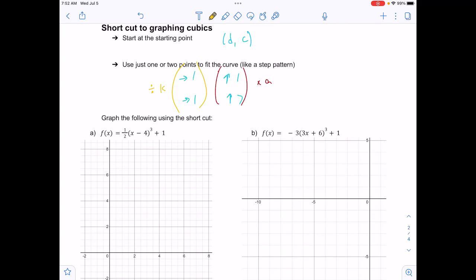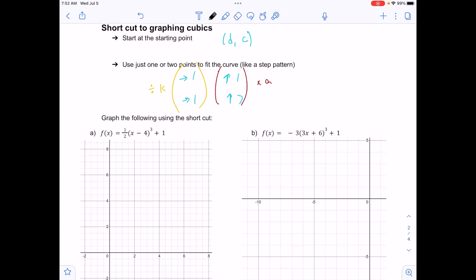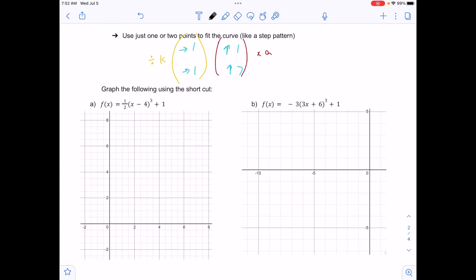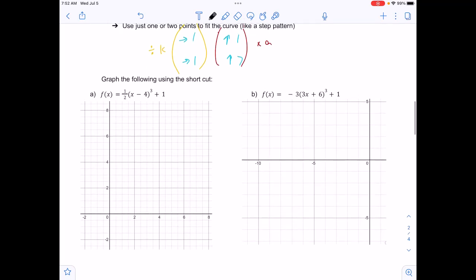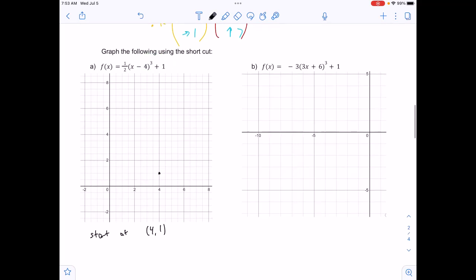I'll do 2 more examples for you here, and feel free to pause if you'd like to do them on your own and then come back and check. Okay. I'm going to graph my first function here. My important point, my starting point, let's write it down here, start at, and it's going to be located at 4, 1. Again, I got that from using these 2 numbers at the tail end here. So I'm going to plot my point 4, 1.